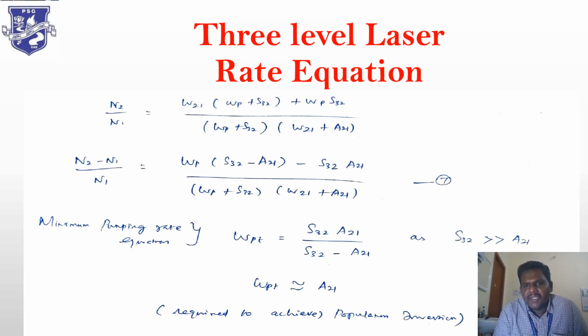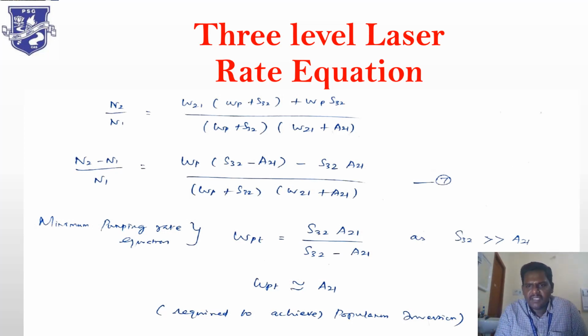WPT is equal to S32 A21 by S32 minus A1. Okay. This is derived by means of the lasing process. So achieving this particular equation has many logical steps behind the lasing action. You can take it as it is.